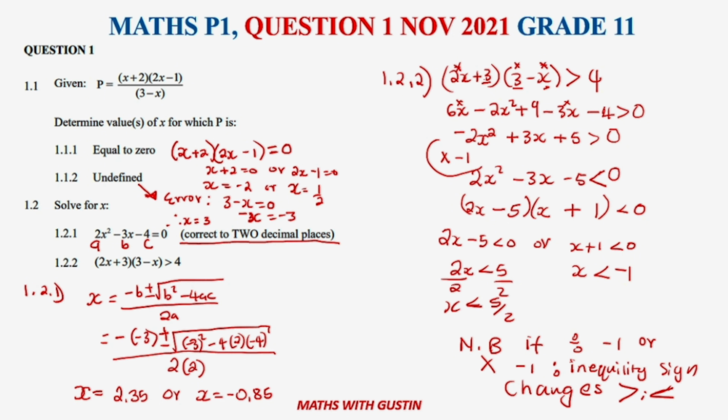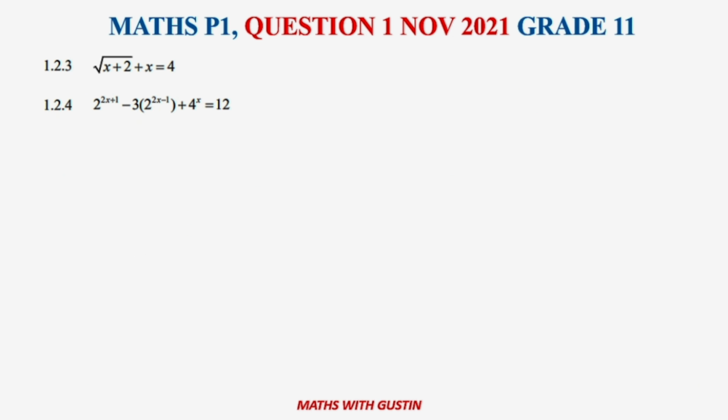Okay, now let's move right along. Let's move to 1.3. Oh no, not 1.3. We still got more equations here. We've got 1.2.3. What do we have here? We've got square root of x plus 2, we're still solving for x, plus x is equals to 4. So therefore here I'm gonna take x that side so that the square root is left alone this side, so as to be able to remove it.